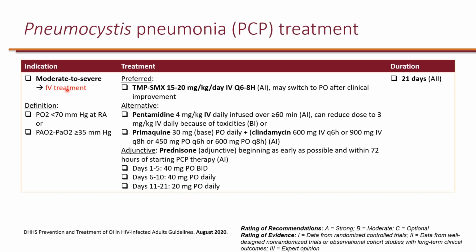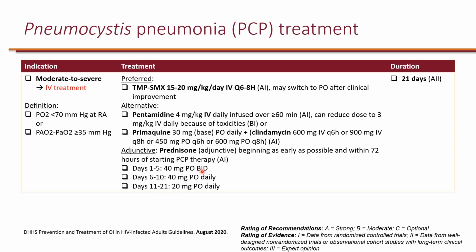And for these patients where either the PO2 is less than 70 or the gradient is more than 35, so the alveolar-arterial oxygen gradient is greater than 35, these patients also need prednisone. So this is adjunctive. In addition to what you're giving for treatment, so if you're giving Bactrim, these patients in addition also need prednisone for 21 days.